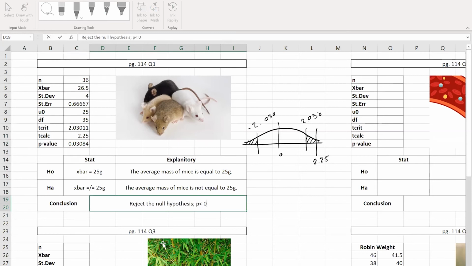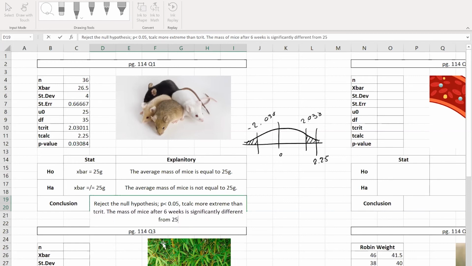P is less than 0.05. Our t-calc is more extreme than t-crit. The mass of mice after 6 weeks is different, is significantly different from 25 grams.